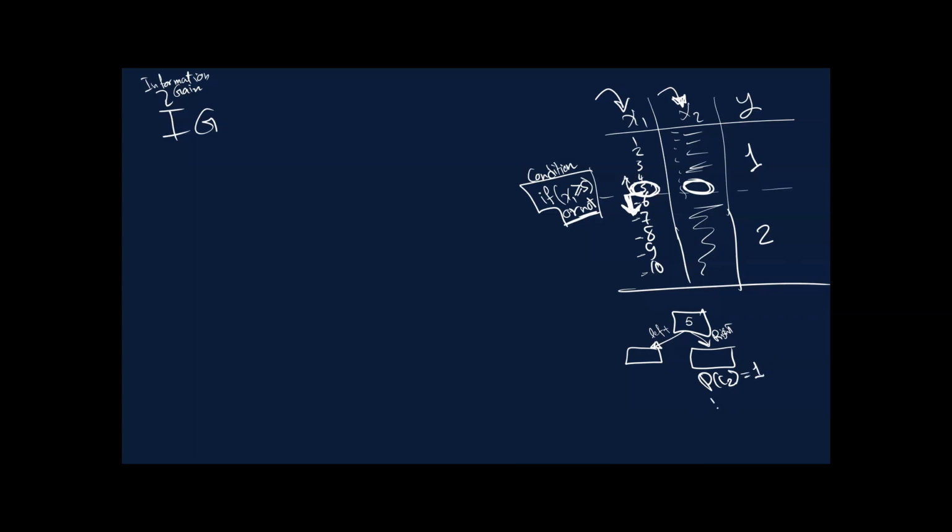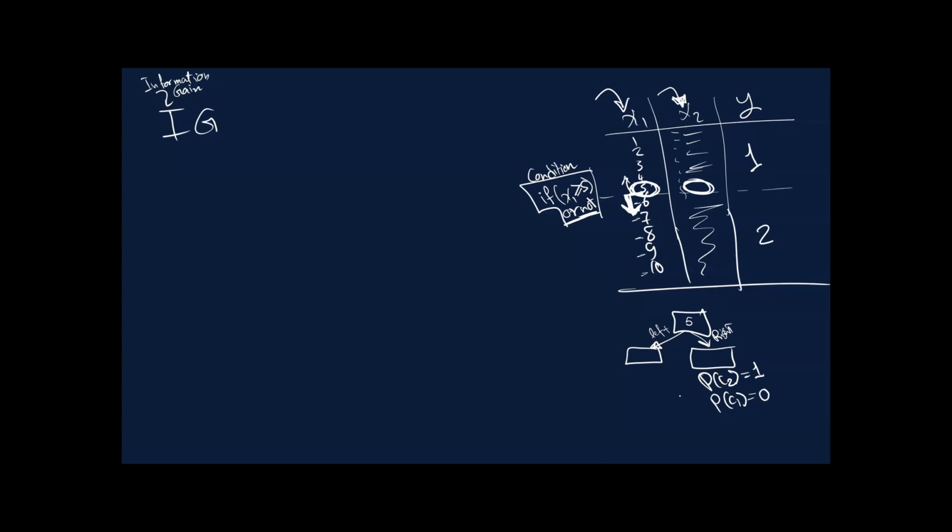Okay. So what would be the probability of class 1? It would be 0, right? Oh, there are no samples here belonging to class 1, right? Okay. So this probability will be 0.